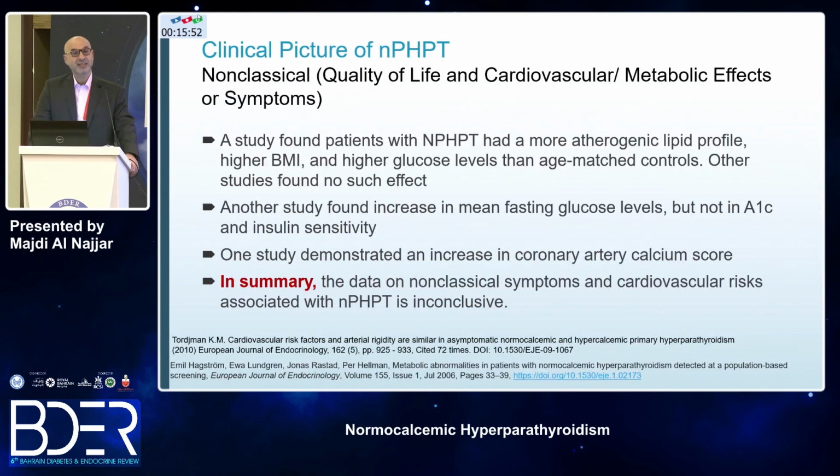What about non-classic symptoms? The evidence is inconclusive. For example, one study found that these patients have a more atherogenic lipid profile, higher fasting blood sugar and higher BMI, while other studies found no such relationship. Another study found higher fasting sugar but normal A1C and normal insulin sensitivity. Another study found a higher rate of coronary artery calcium score, which probably reflects coronary artery disease. So the data for these non-classic symptoms are inconclusive, and we should take each case separately.